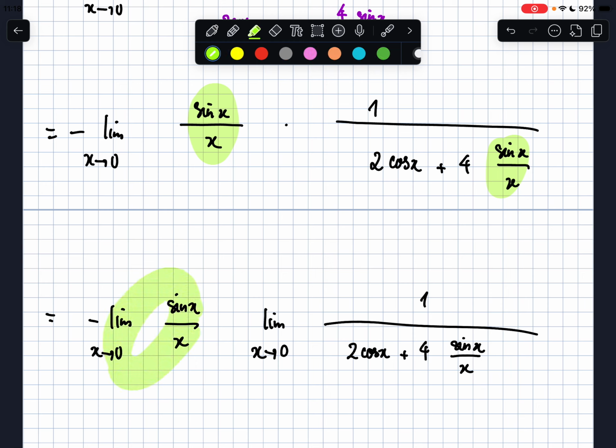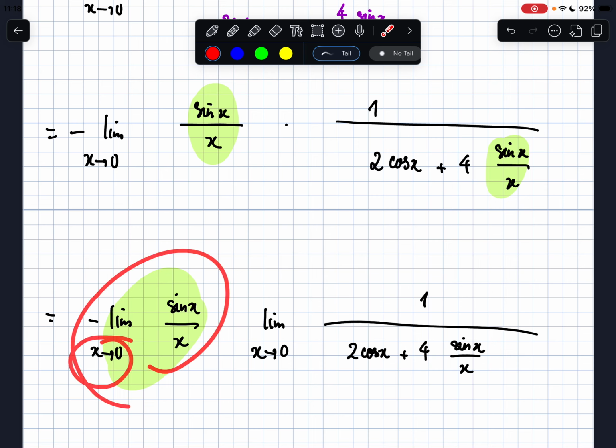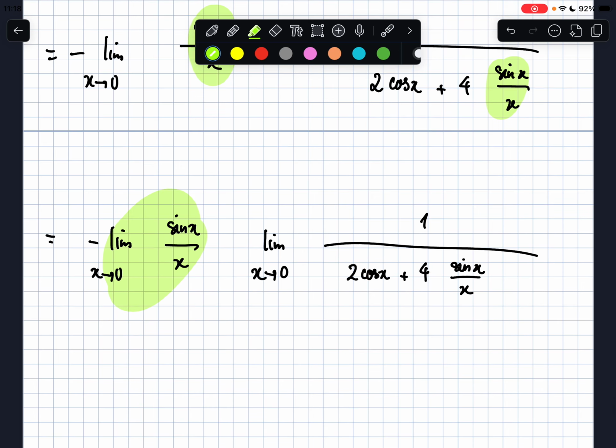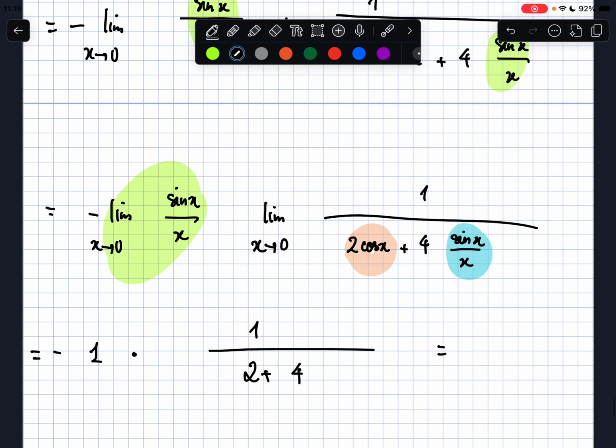The first factor tends to 1. Sin x over x as x to 0 tends to 1. This one, as x to 0, is 1 divided by 2 plus 4 times 1. You see that cosine 0 equals 1. This one tends to 1. Minus 1 times 1 over 2 plus 4, which is minus 1 over 6. This limit is minus 1 over 6.